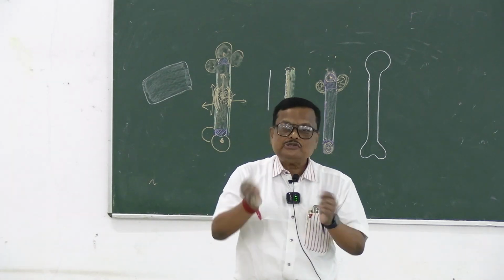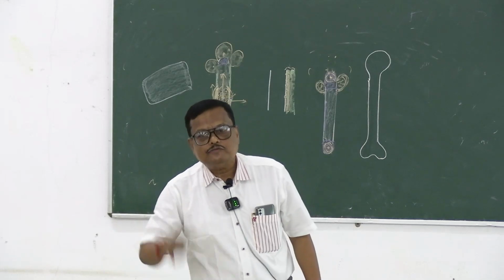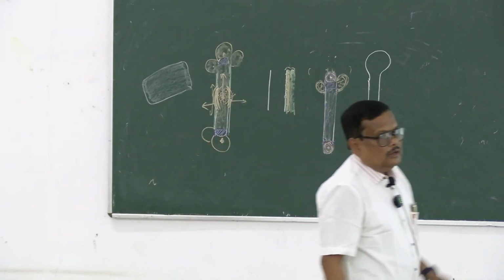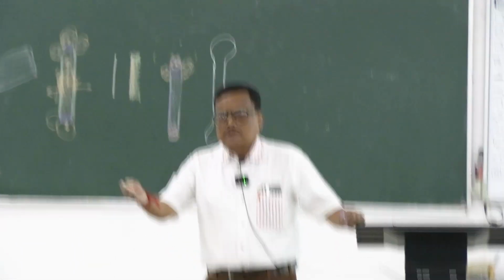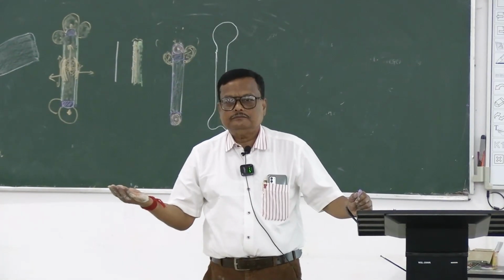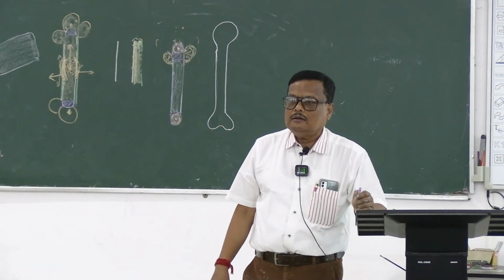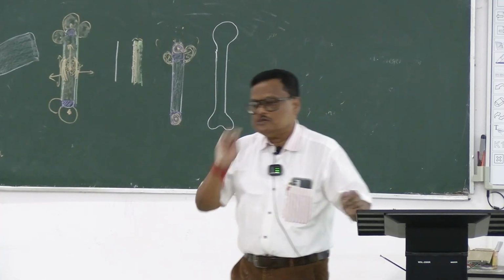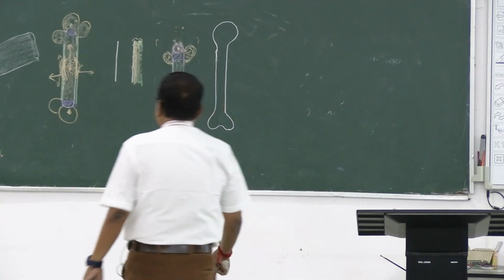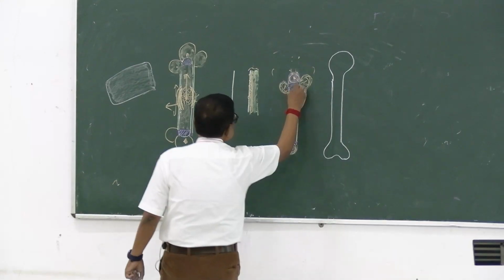So epiphysis has different types; there are two other types of epiphysis, I will come to them later on. Atavistic epiphysis and aberrant epiphysis. Later I will come. So that was the secondary center of ossification.